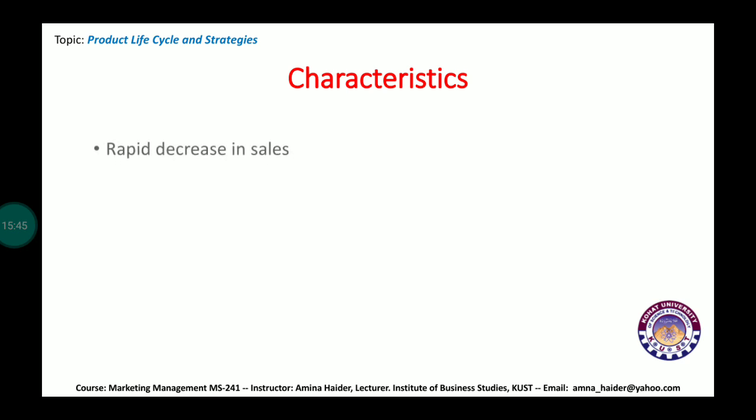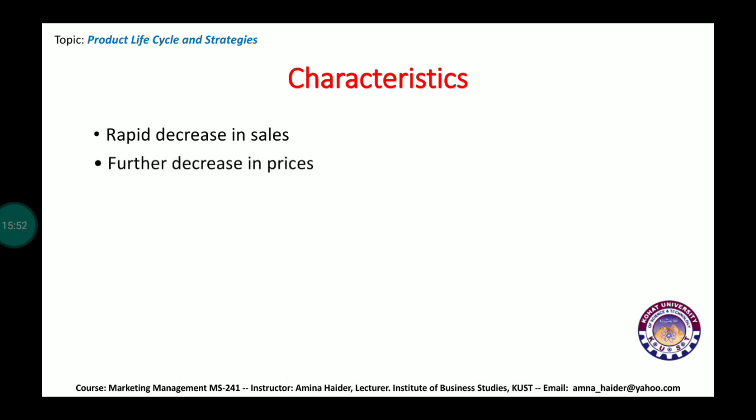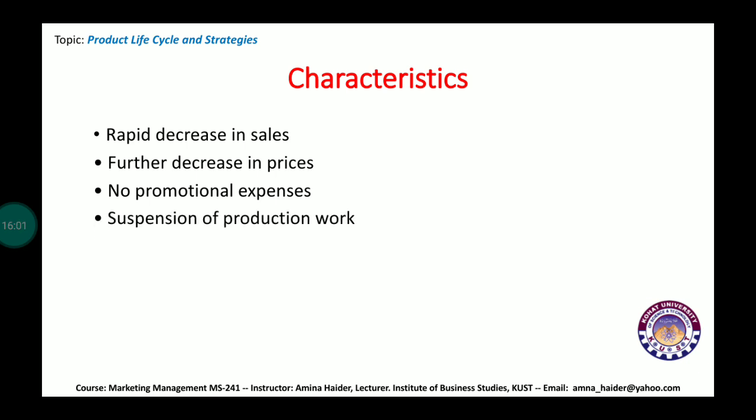So the characteristics of products in the declining stage are: there is a rapid decrease in sales, no promotional expenses, suspension of production work. So these were some of the characteristics of the products that go through the declining stage.